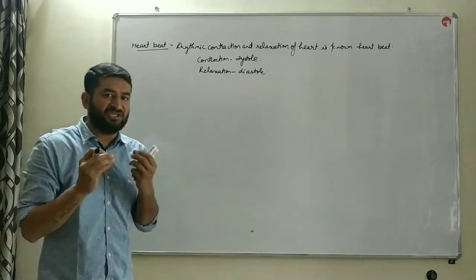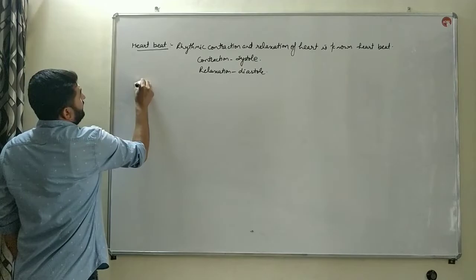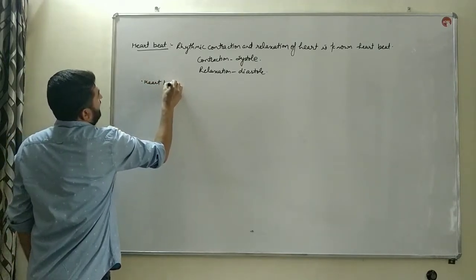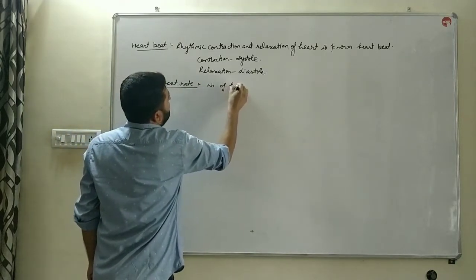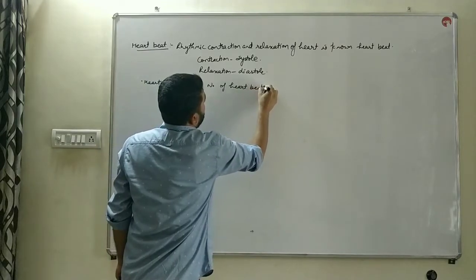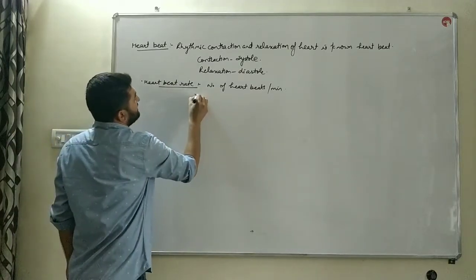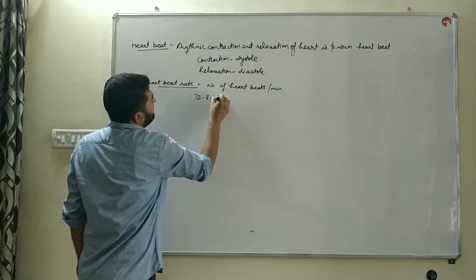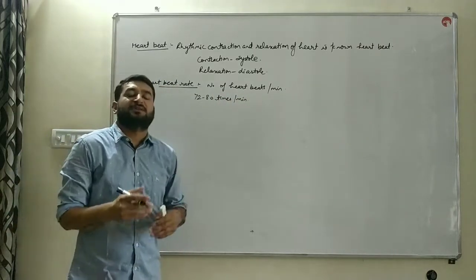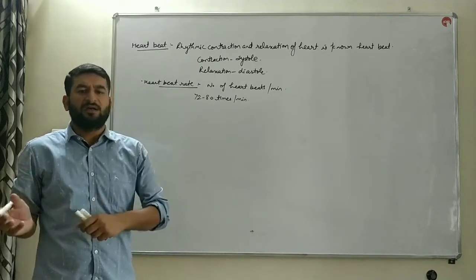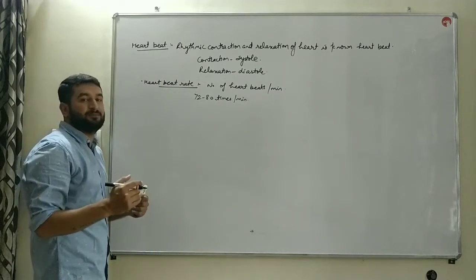To hear it, we use a special instrument known as stethoscope. Heartbeat rate. Number of heartbeats per minute is known as heartbeat rate. The normal beat rate is 72 to 80 times per minute. In growing children, the heartbeat is quite faster as compared to normal adults. In females, the heartbeat rate is quicker as compared to males.